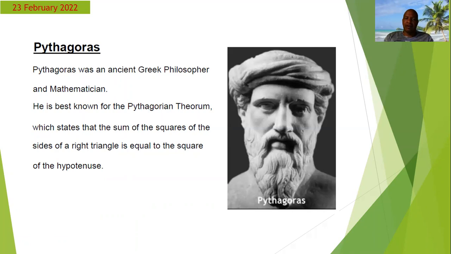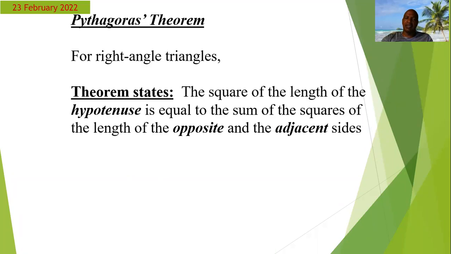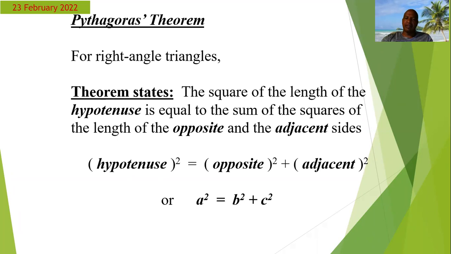He is best known for the Pythagorean theorem, which states that the sum of the squares of the sides of a right angle is equal to the square of the hypotenuse. So in essence, we're referring to the sum of the squares of the opposite and adjacent would be equal to the square of the hypotenuse. And so in worded form, the hypotenuse squared is equal to opposite squared plus adjacent squared.